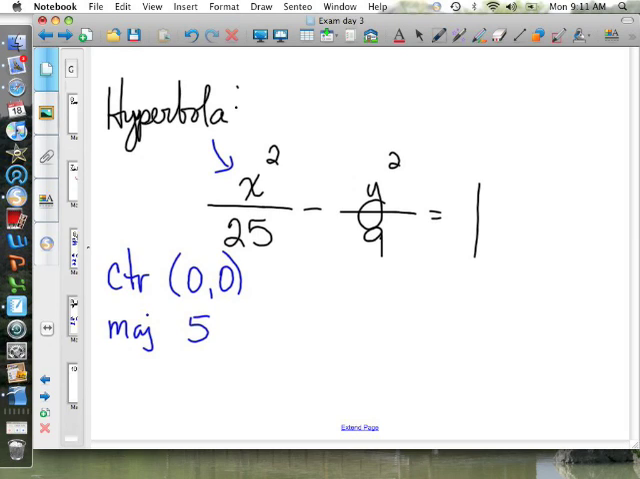Okay? And our minor axis, if you recall when we did hyperbolas, we didn't really worry about it, but we do know that it's a distance of 3 from the center. This hyperbola would be opening this way. Remember, it's like an ellipse that you cut in half and flipped out. Okay?